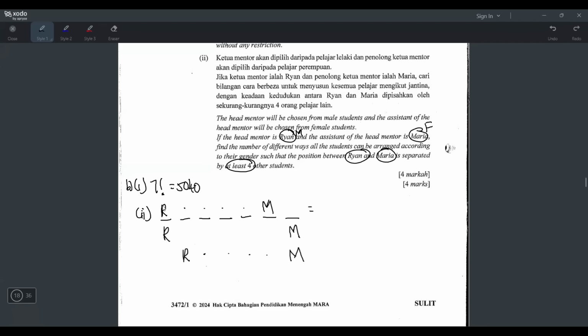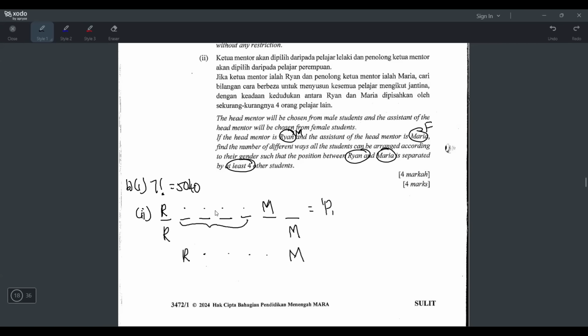Okay. So for this, Ryan want to sit here. So this is 1P1. Okay. Because you only have one Ryan, right? And only one will go in here. So 1P1. Then what about this? Okay, this one is all males. Tak semestinya male kan? Ya, tak semestinya male.